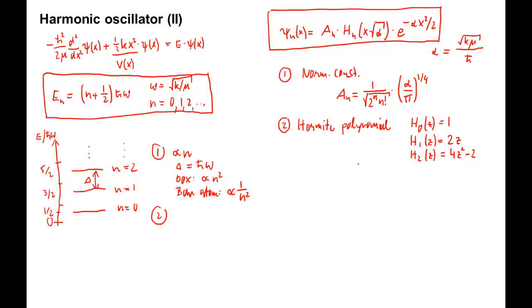Hermite polynomials can be generated easily using a recursion relationship that goes like this. H_{n+1}(z) equals 2z times H_n(z) minus 2n times H_{n-1}(z). With this, you can, for example, take H_1 and H_2, plug it into this equation, and obtain H_3. The third factor in the wave function is a decaying Gaussian. This factor makes sure that the wave function goes to 0 with increasing displacement.